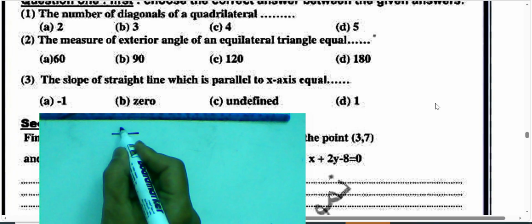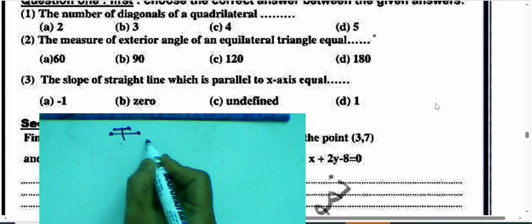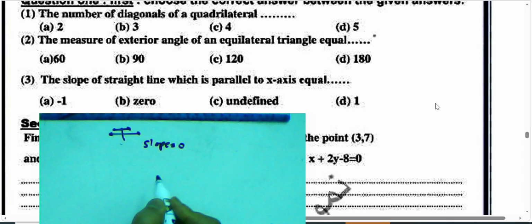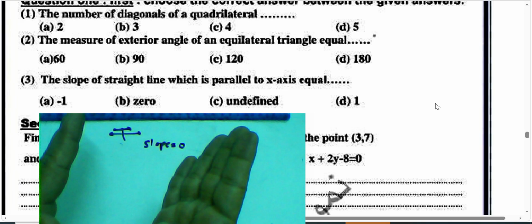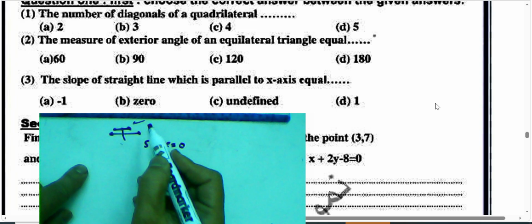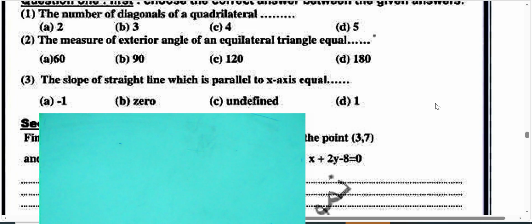Next question. The slope of a straight line which is parallel to the x-axis will be 0. If any straight line is parallel to the x-axis, the slope will be equal to 0. And if the straight line is parallel to the y-axis, the slope will be undefined. So the answer here is 0, letter P. Next question.